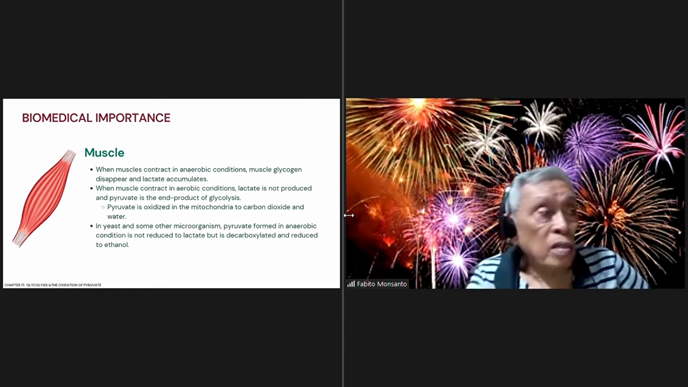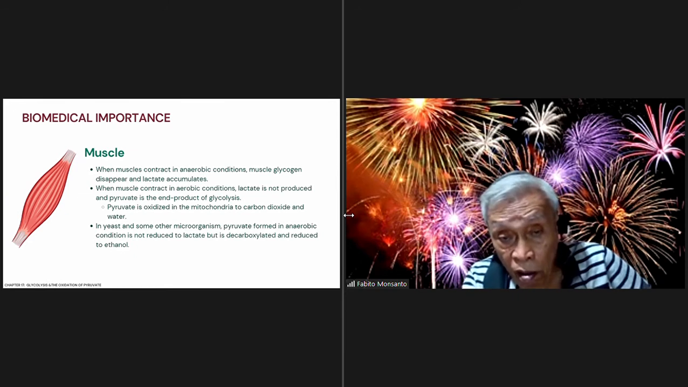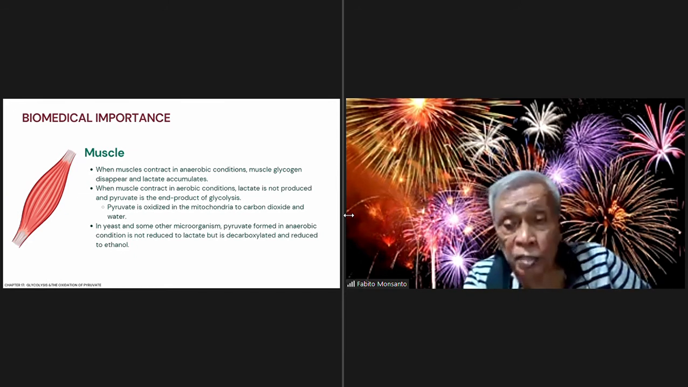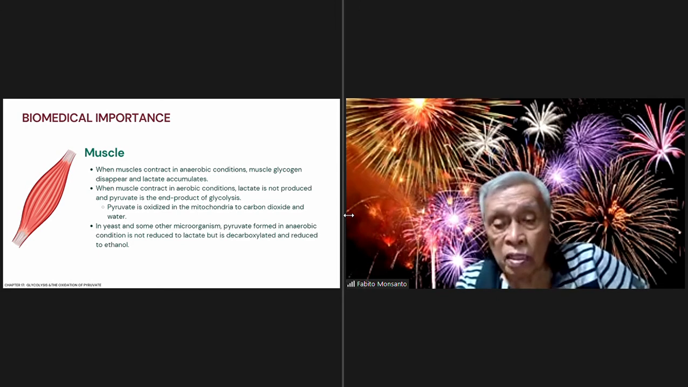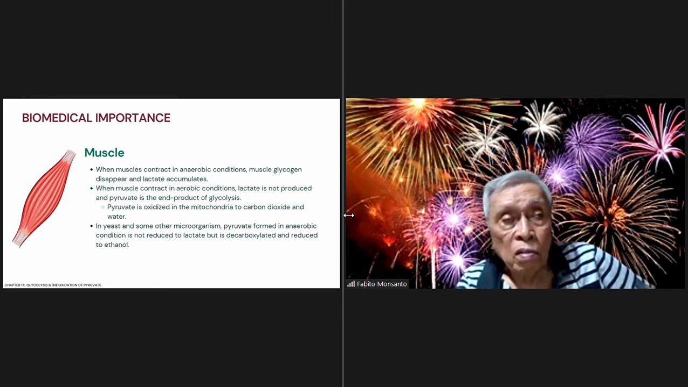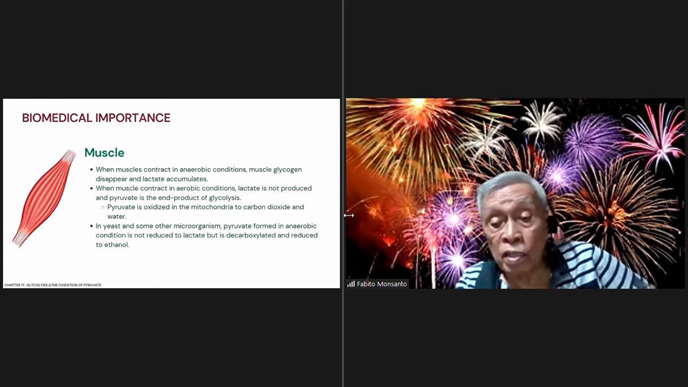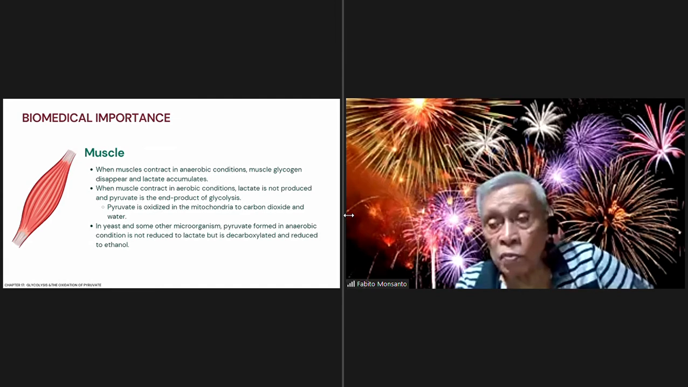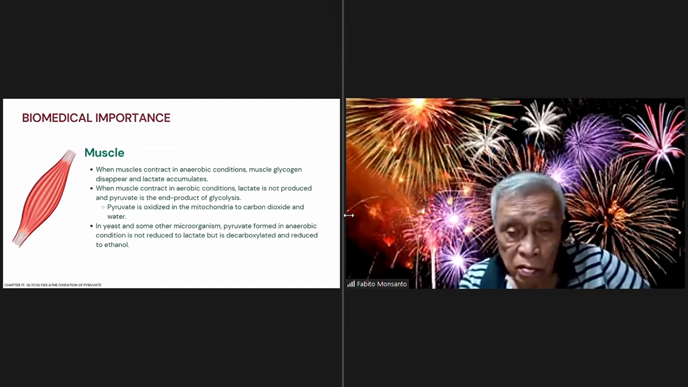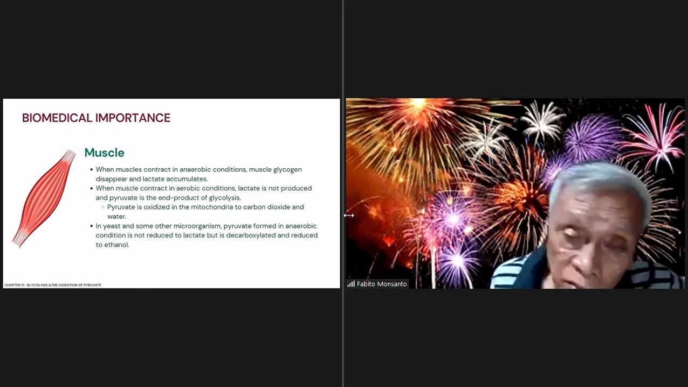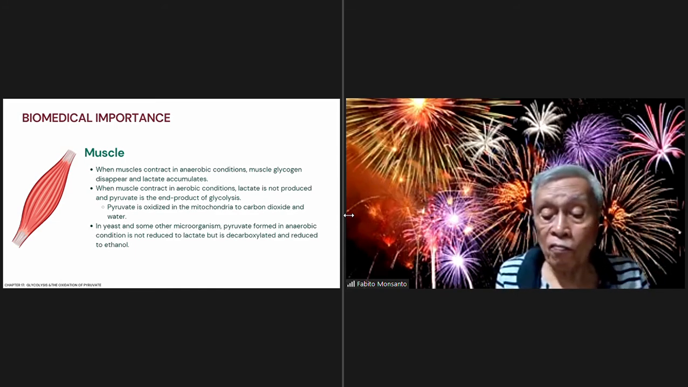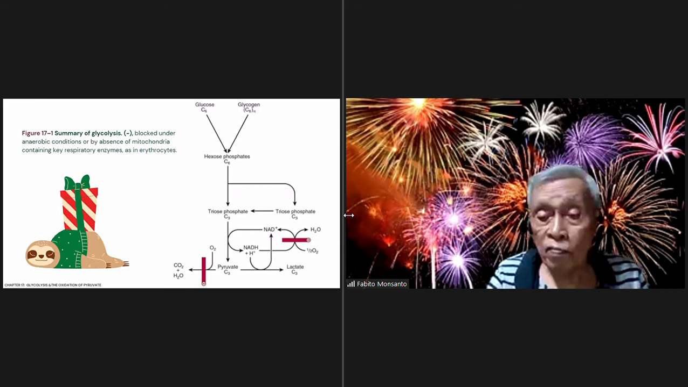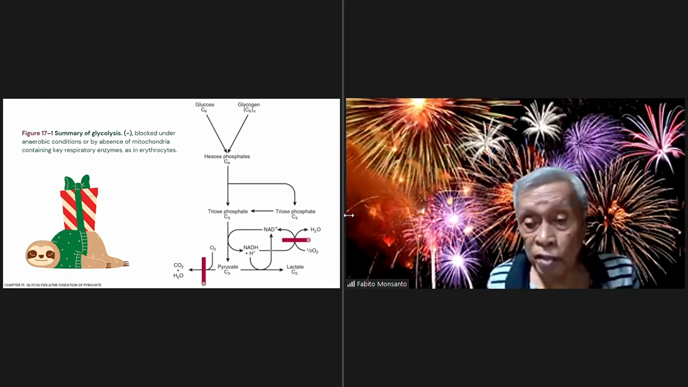In yeast, microorganisms, pyruvate forms in anaerobic condition. Lactate is not produced, but rather ethanol, because it is decarboxylated. One carbon is lost, and the two carbons form ethanol. So that is fermentation. Okay, that's how it is.